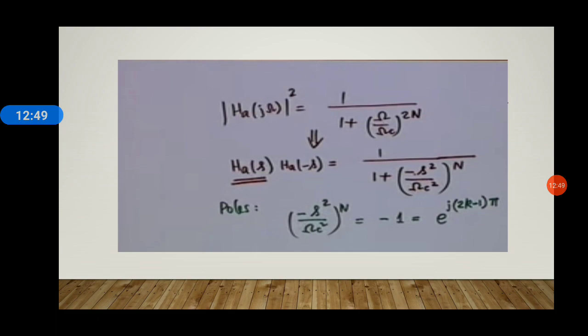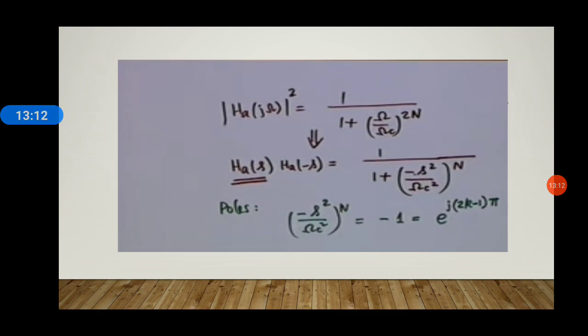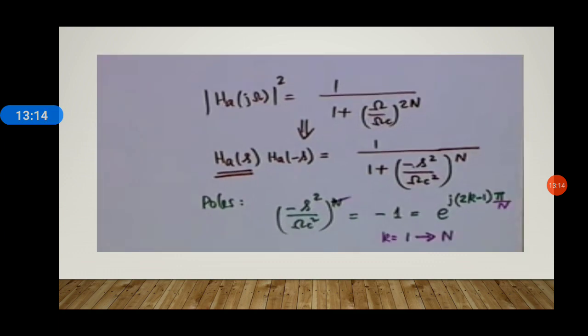Now, for finding poles, we can write (−s²/ωc²) to the power n is equal to minus 1, because the denominator should be equal to 0 for finding the poles. And minus 1 can be written as e to the power j(2k−1)π, where k goes from 1 to n. And this n, from the previous step, this n can be replaced from that power to π by n.